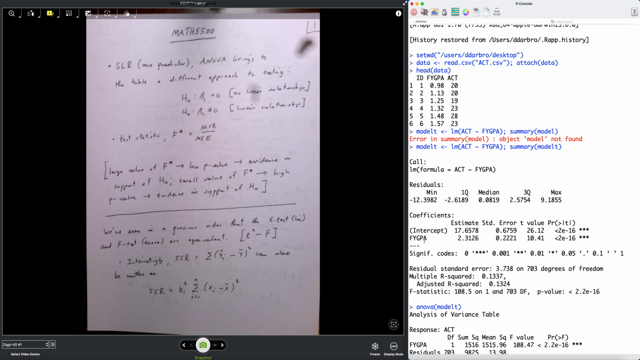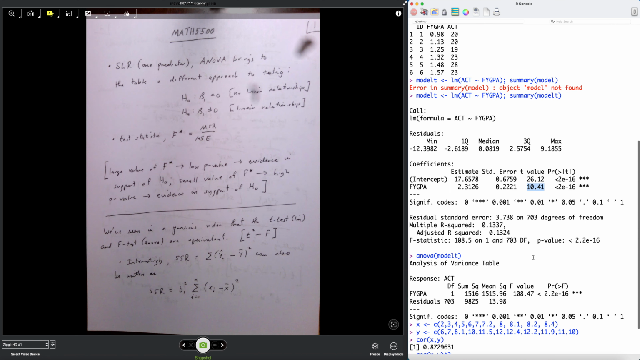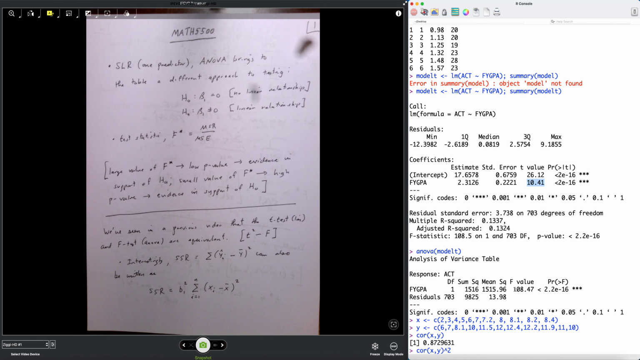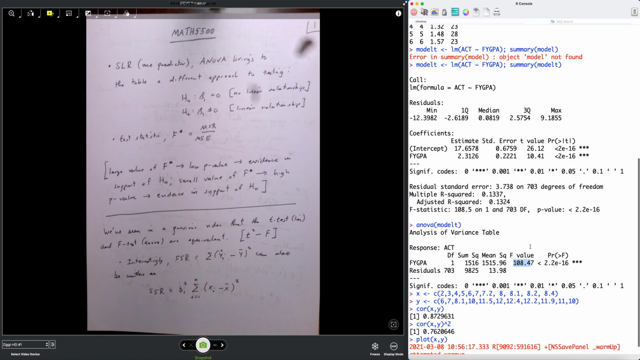For the estimate for beta 1, we can see that our t-value is 10.41. And when we do the ANOVA, we can see that our F value is 108.47. Well, you can test me out on this. If you take 10.41 and square it, you get the F value for the ANOVA. So they're kind of saying the same thing.